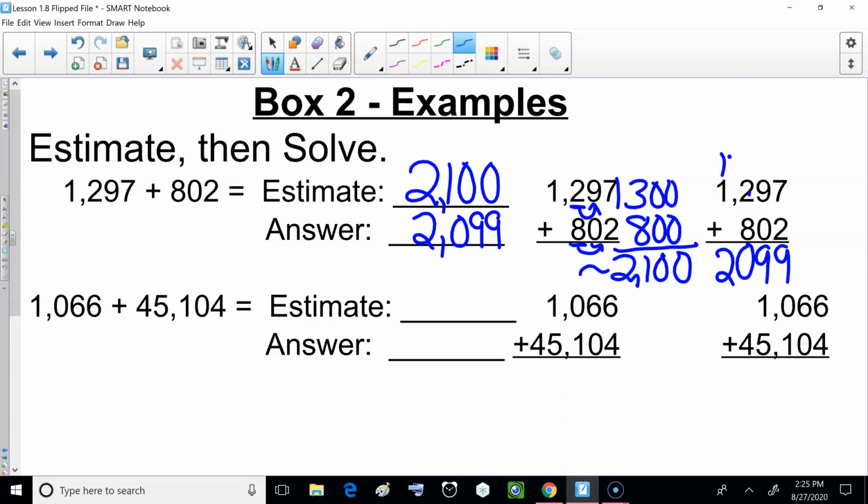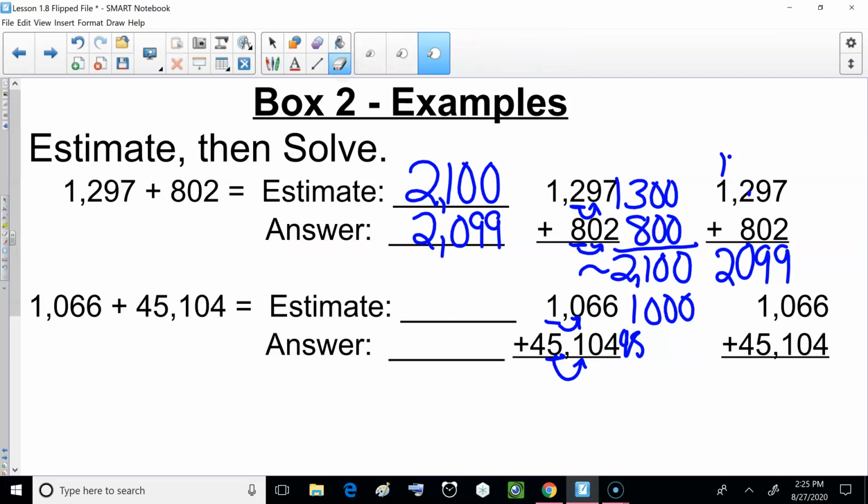So we're going to estimate again, 1,066 plus 45,104. I look, my 4-digit number would be here, so I'm going to look at my hundreds place value. I'm going to do the same for both numbers. 1,000. 45,100, so that'd be 4, 5. Let me rewrite that so you can see that a little easier.